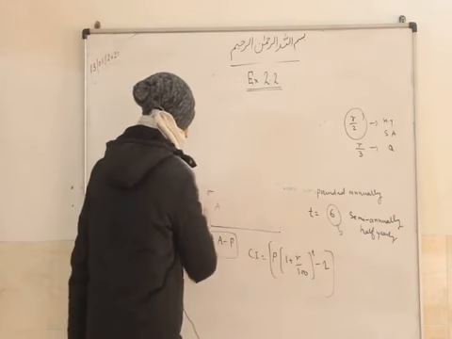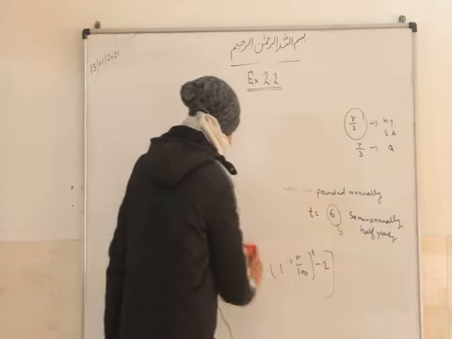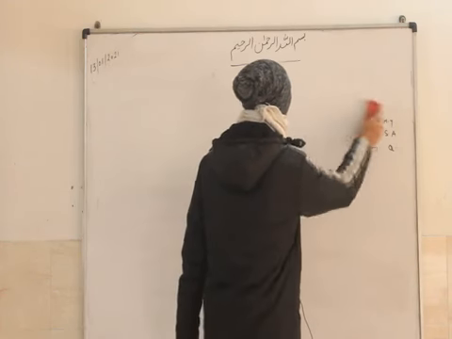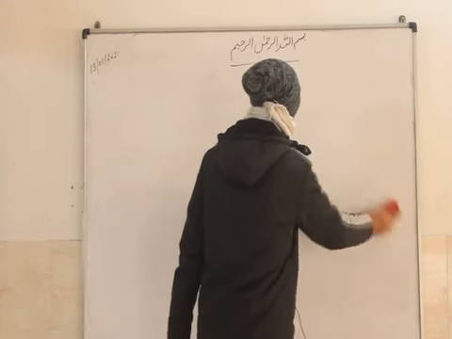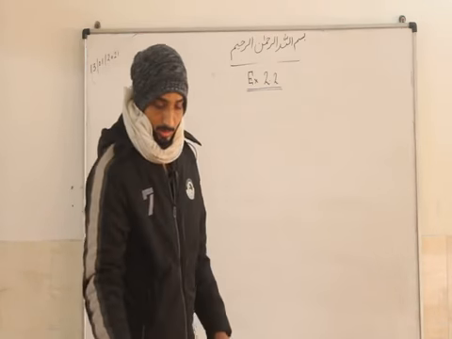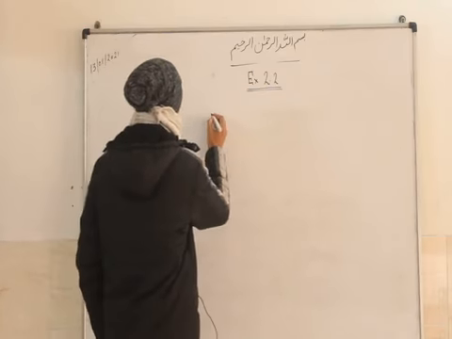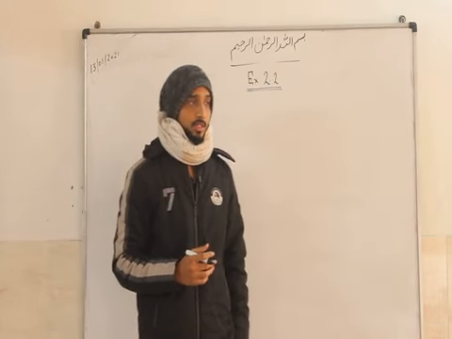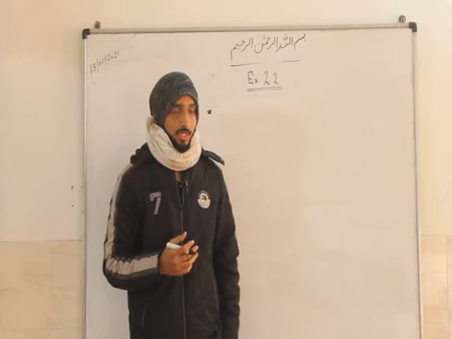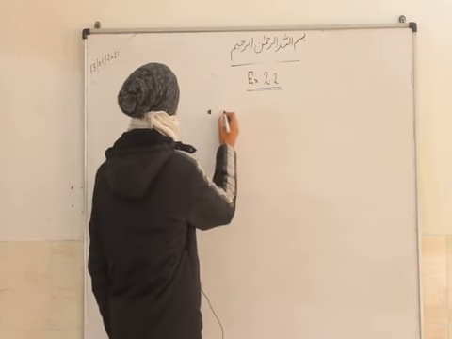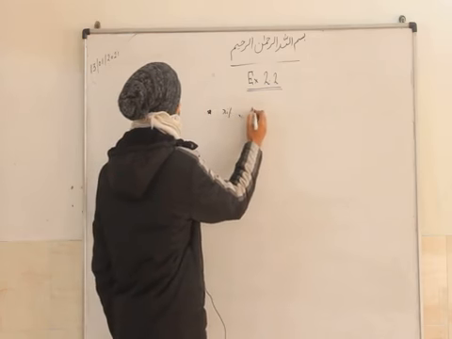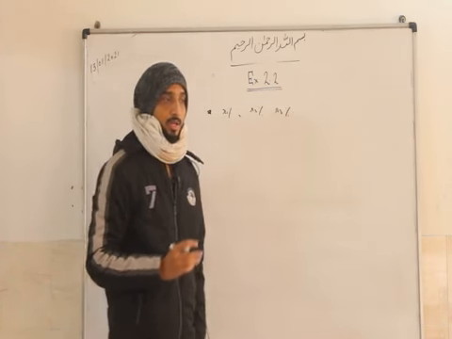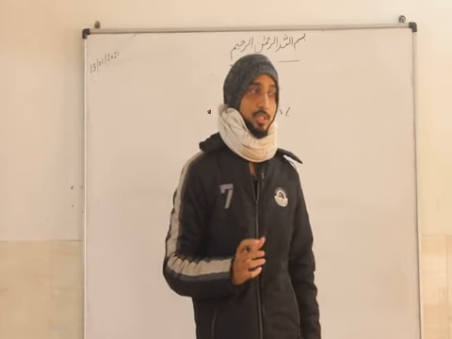Some more points related to this compound interest that should be remembered. Suppose the rate of interest is not constant, and it is different for successive years. Suppose it is R1% for the first year, R2% for the second year, and R3% for the third year. So now the rate of interest is changing, it's not constant.